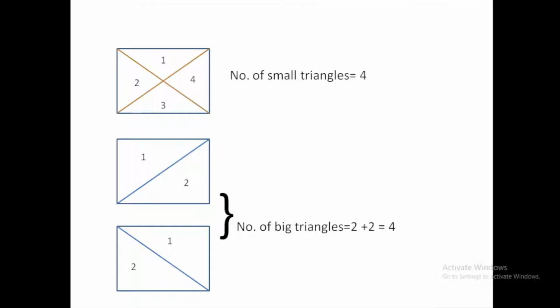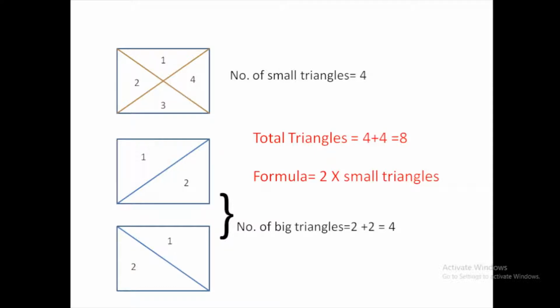Now the total number of triangles that we have in the first figure is 4 plus 4, 8. So the formula to determine the total number of triangles in such type of figures is just 2 into the number of small triangles. Here the number of small triangles is 4. So the formula says we just have to double it. So 2 into 4 is equal to 8. 8 is the total number of triangles in this type of figure.